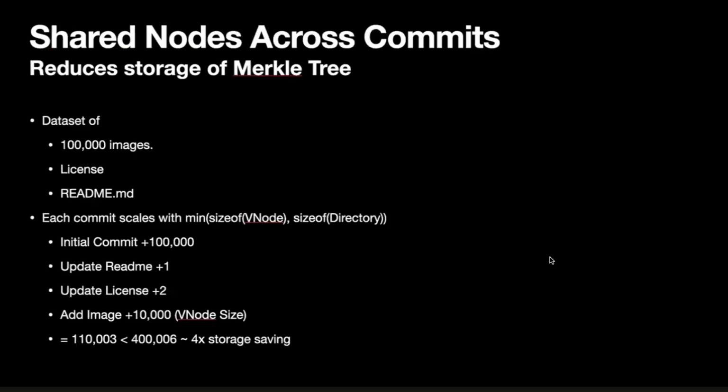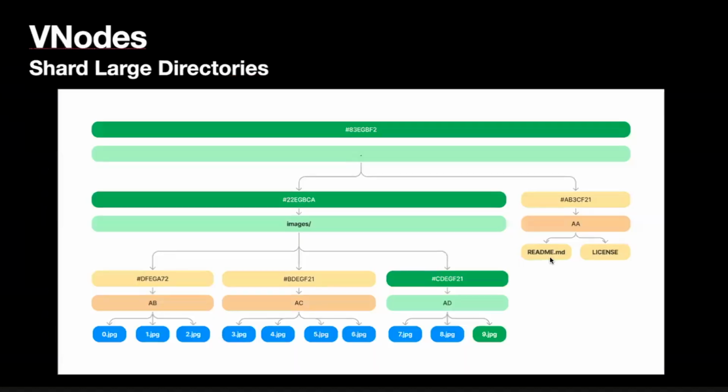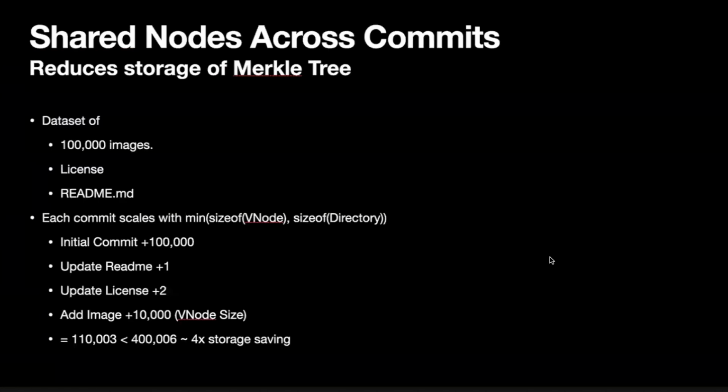To look at this concretely, if we had a data set of 100,000 images, a license, and a README, in the initial commit we might add 100,000 pointers. To update the README, just one more. Update the license, two more for the README and the license. Add another image, depending on the vnode size here, we have three. But in a more production use case, you might have a vnode size of 10,000 or something like that. For those four commits, we've shrunk the storage from 400,000 entries to 100,000, 10, and 3.